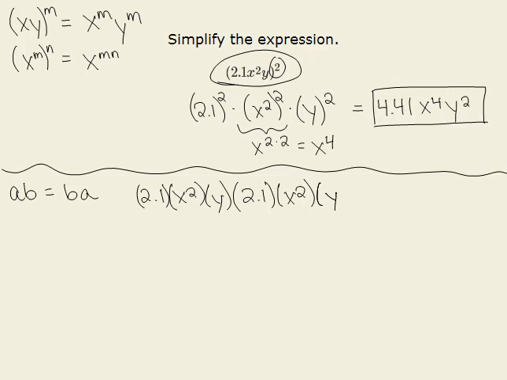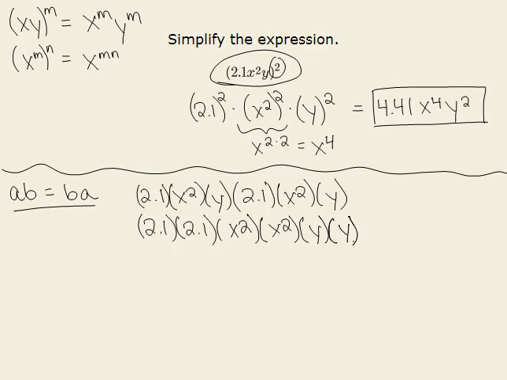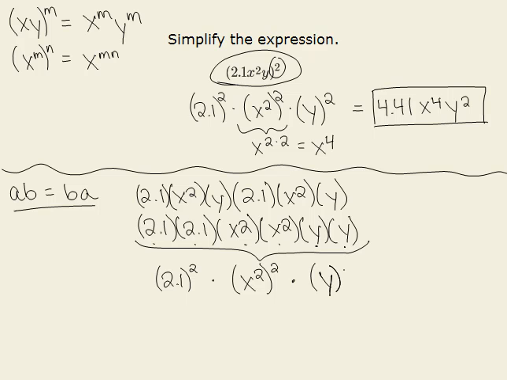Now I'm going to use this commutative property to rearrange them so that all the like terms, like the 2.1s and the x squareds and the y's, are next to each other. Now, since exponents are used to represent how many times a factor repeats itself, we can rewrite this as 2.1, and because it's repeated twice, put it to the power of 2, times x squared, again repeated twice, so we put it to the power of 2, times y, which is, again, repeated twice, so we put it to the power of 2. So, 2.1 squared gives us 4.41.